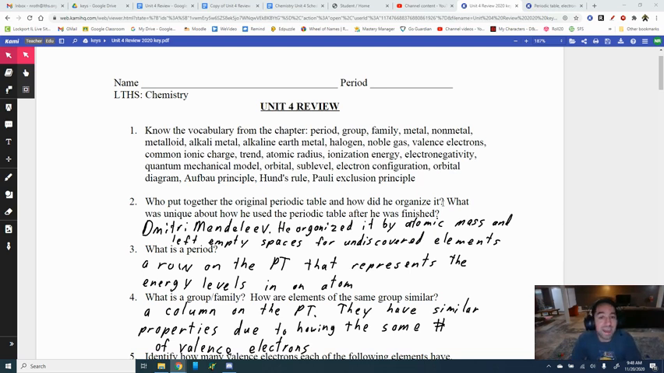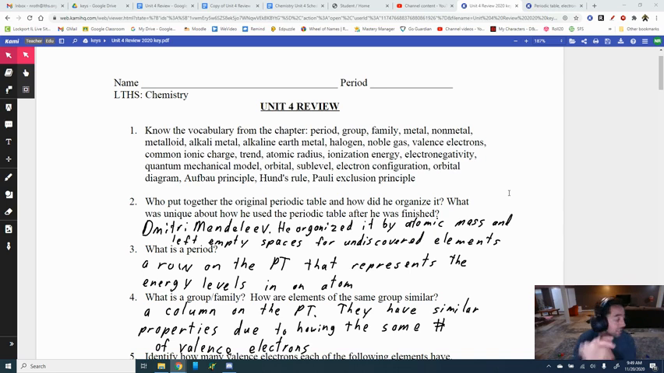The reason he did not organize it by atomic number is because in his time, atomic number hadn't been discovered yet. So the next logical way to organize the periodic table was by atomic mass. Now, organizing by atomic mass was pretty close to being good, but it wasn't perfect. There were some discrepancies that were kind of a small issue. And that leads us to the next part of the question. What was unique about how he used the periodic table after he was finished?